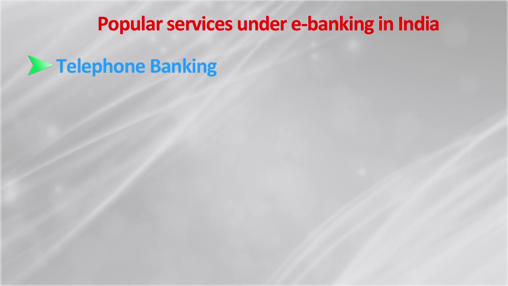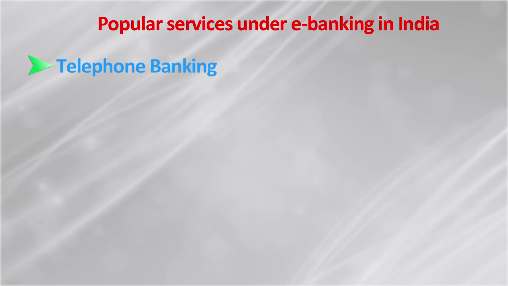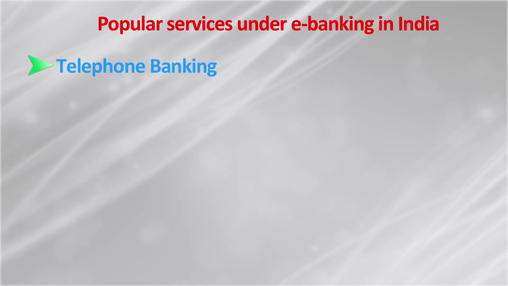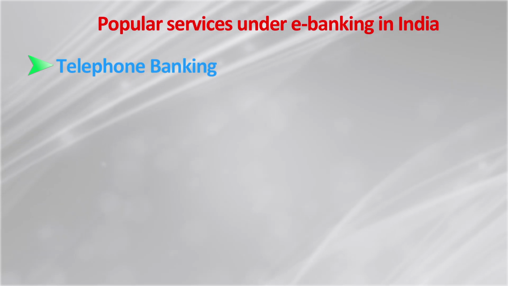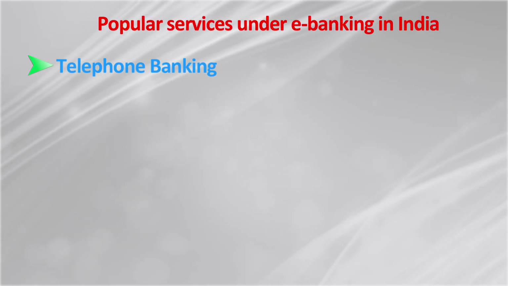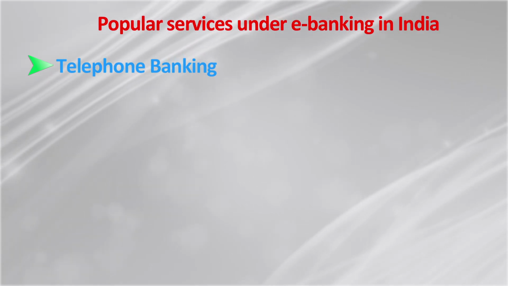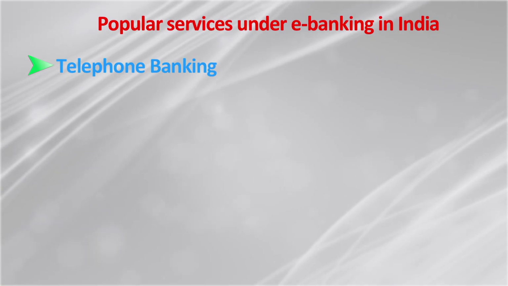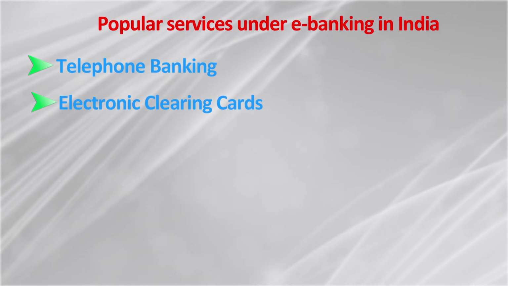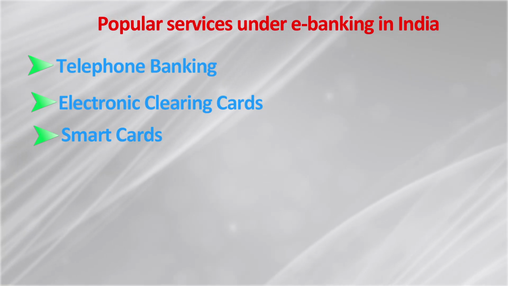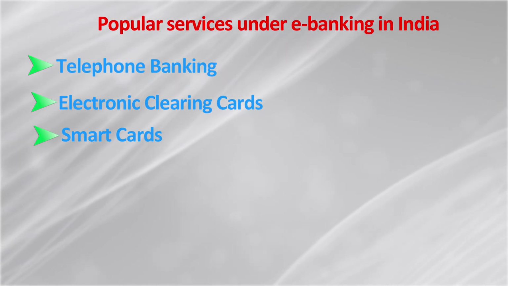Then telephone banking is there, where if you want cash, there are some branches which are now paperless, and you don't have to visit the branch. If you want money, you just put in the information and somebody can come to your doorstep and give you certain amounts. This is one of the models coming up, and electronic clearing cards are there, then smart cards are there. It could be plastic money, a debit card or credit card.